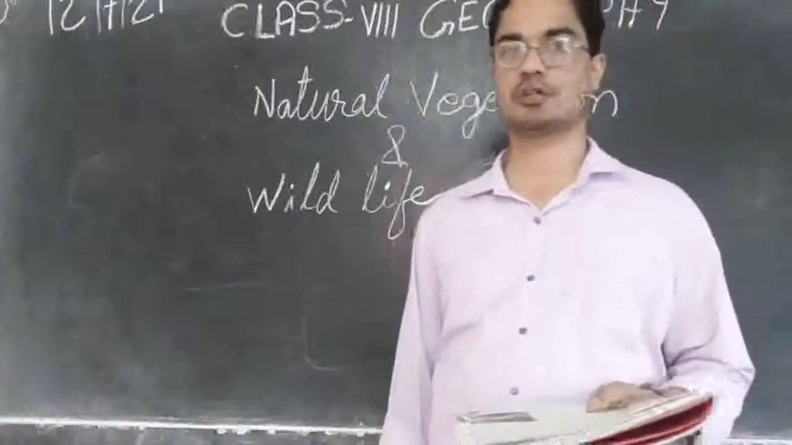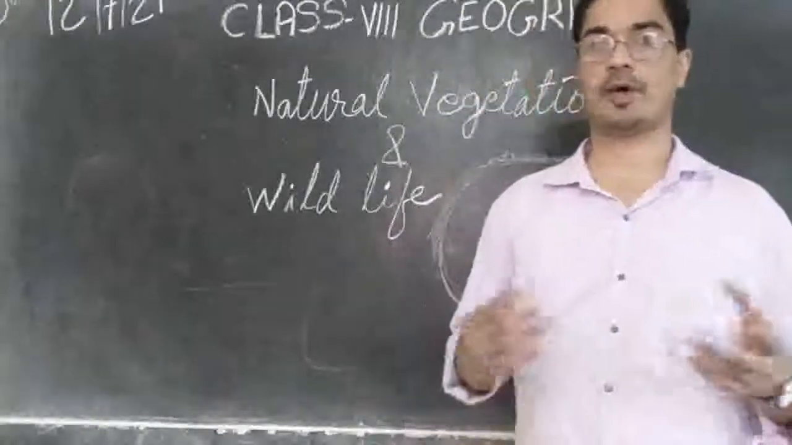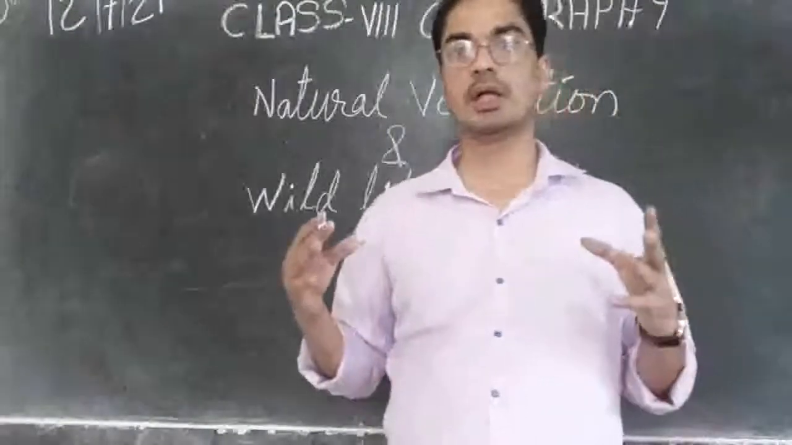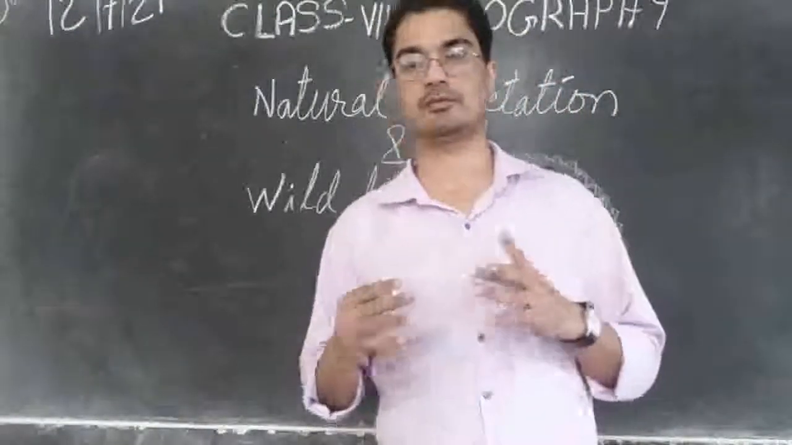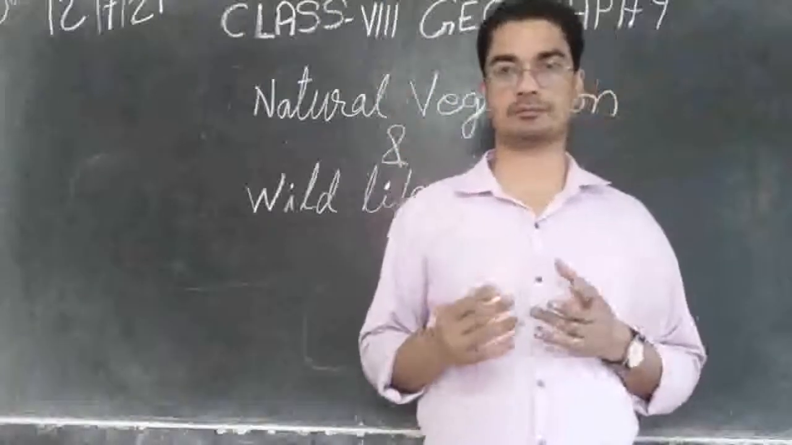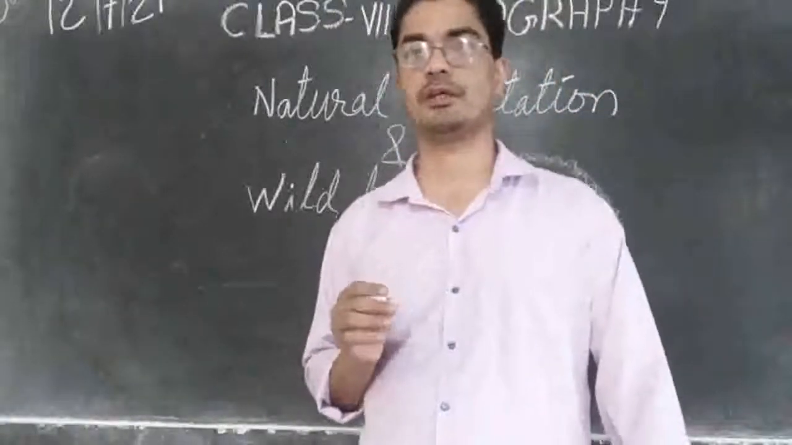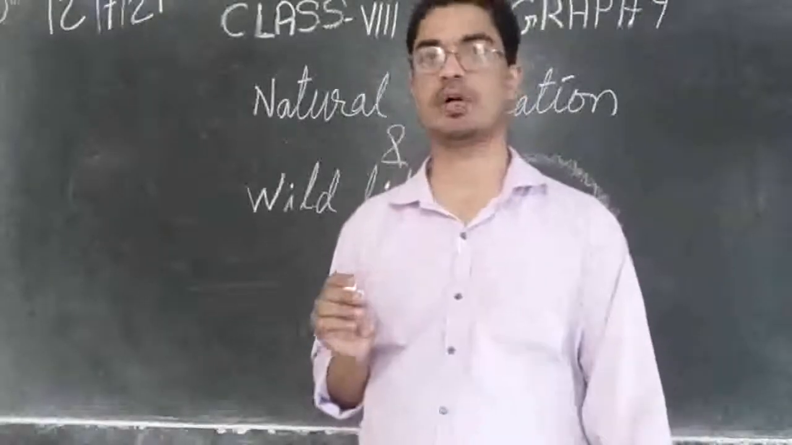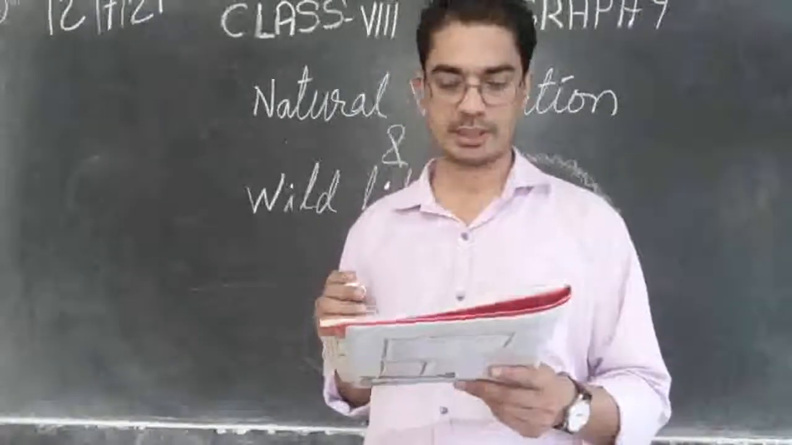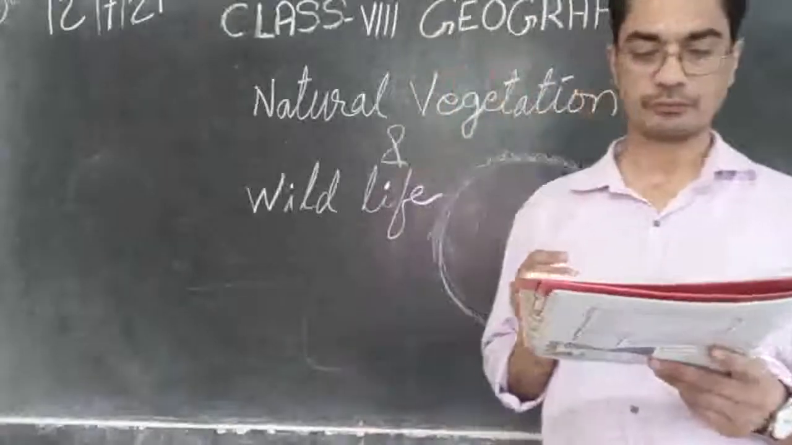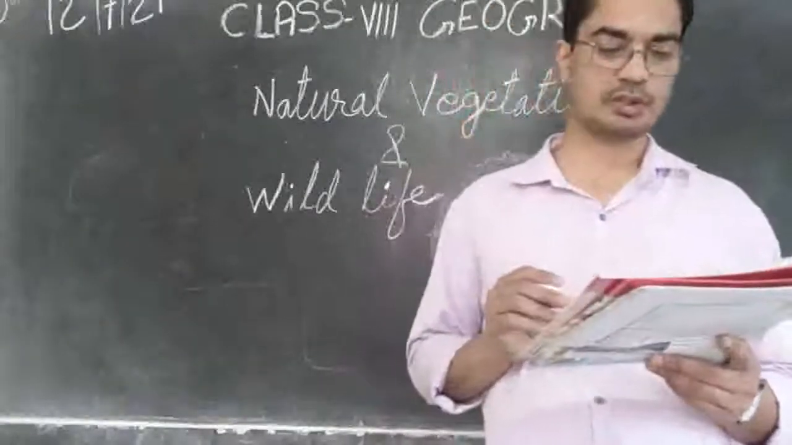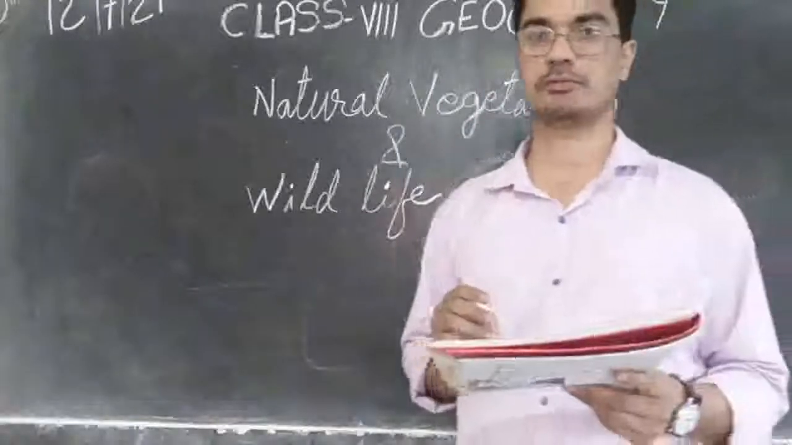So in this biosphere, there are a lot of animals, a lot of trees. They are depending on each other. They cannot survive alone. If they want to survive, then they have to depend on each other. That is what they need to do. Otherwise, they cannot survive. So this life supporting system is known as ecosystem.